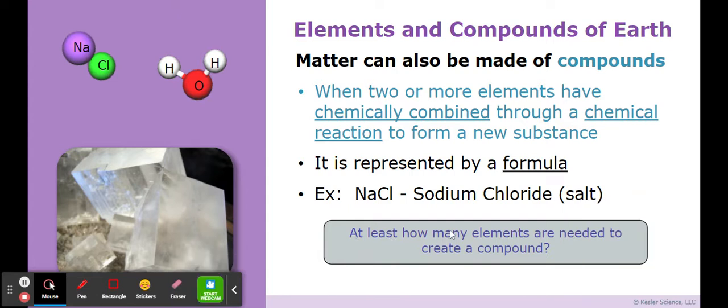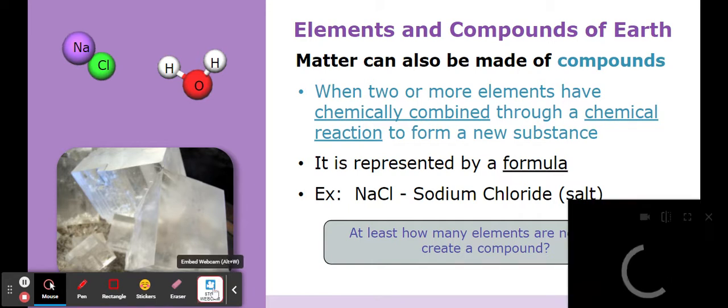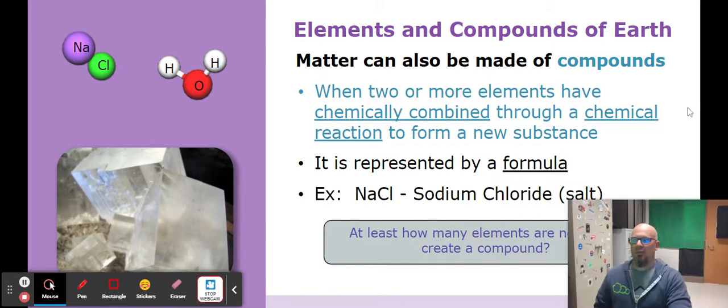We can see here how many elements are needed to create a compound. If you see that question, the answer is going to be at least two different elements. Right? And so they have to be two or more, and they have to be different. Just make sure you write that down, get that in your mind. Chemically combined, and so they form a new substance through a chemical reaction. And if we wanted to separate them, we would need another chemical reaction to be able to separate them. They won't just separate on their own or easily, is a lot of times how you'll hear the word used.